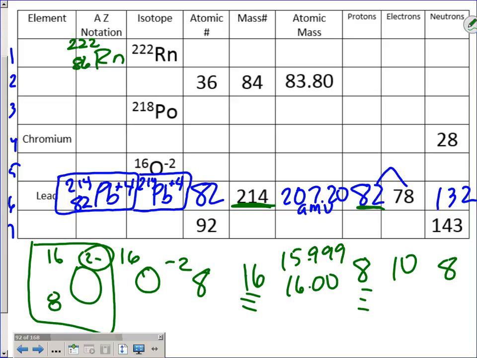86. And then 86 also goes where? Atomic number here. 86 also goes where? Proton number. And it happens to be neutral if you see no charge. So your electrons are also 86. Okay? So where else does this mass number go? 222? Mass number. And then where do you find the atomic mass? Periodic table, what's the average?